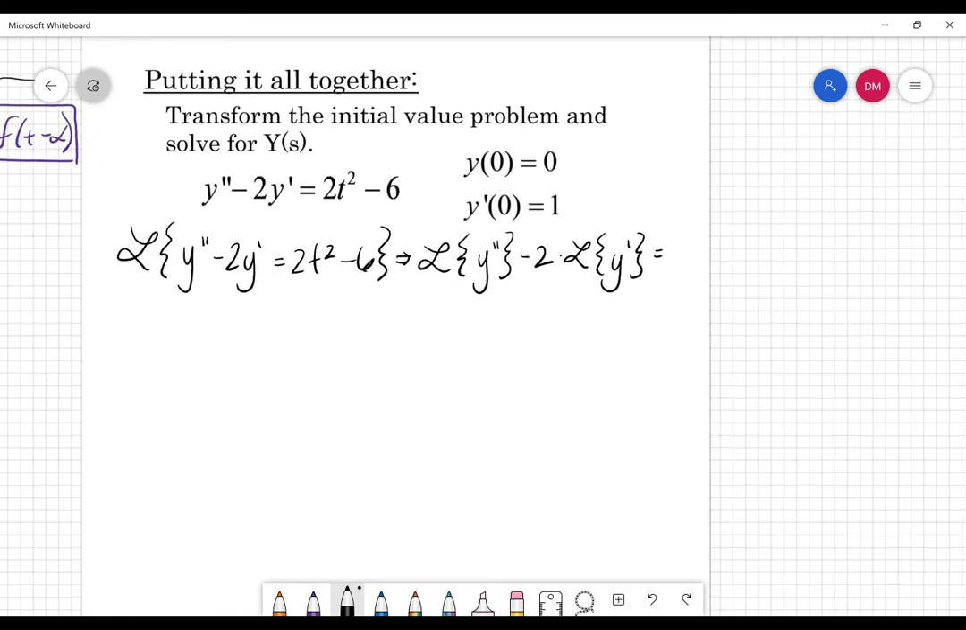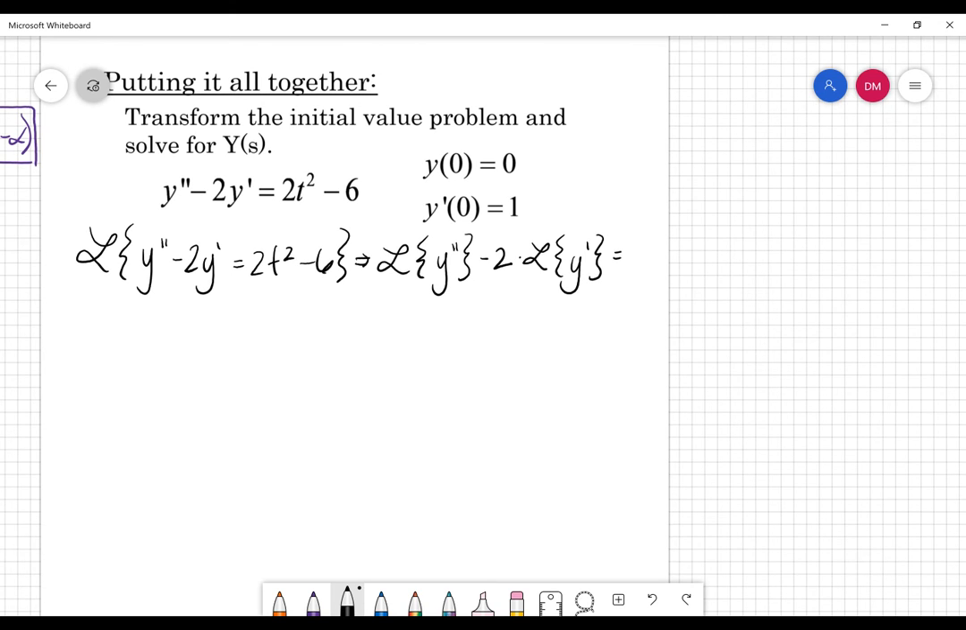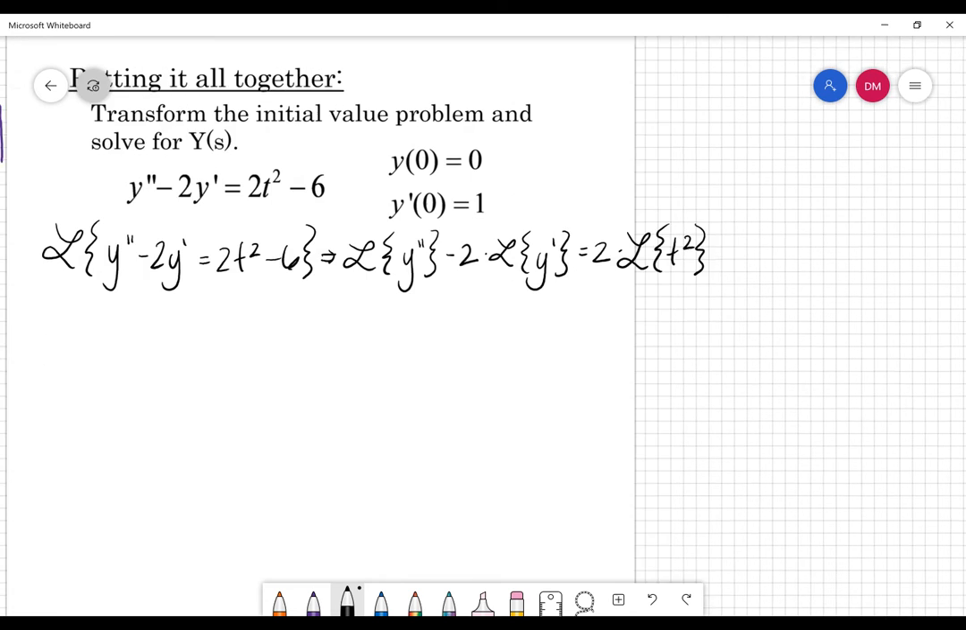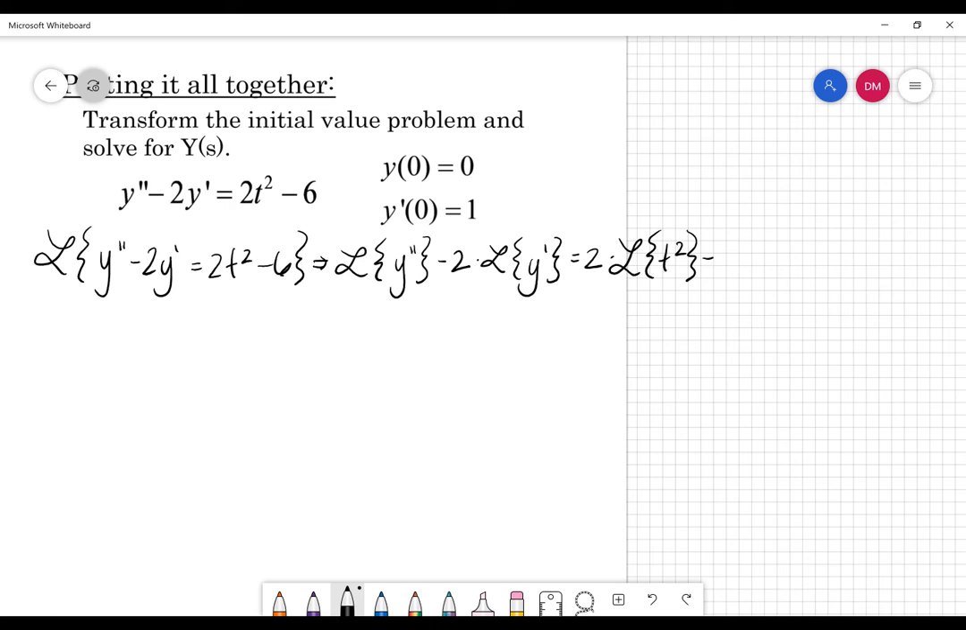On the other side of the equal, again, we're going to pull out our constant here of 2 times the Laplace of t squared. And then 6 itself is the constant. So we could say minus 6 times the Laplace of 1, because that is in our table. Okay, so this would be where we reference our table to complete all of these Laplace transforms we just laid out.